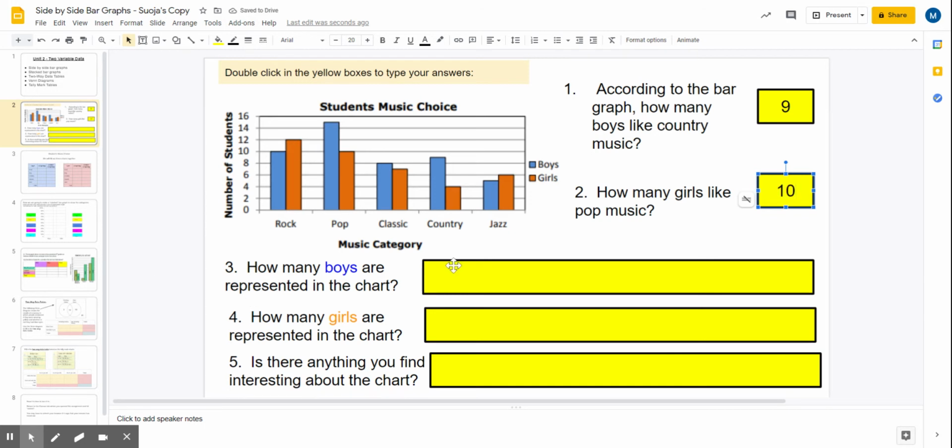How many boys are represented in the chart? All right, so sometimes people goof this up. They look maybe at the tallest boy column, or they look at the biggest number in the frequency. And what we need to do is add up all of the boy bars. So under rock, it's 10. Under pop, it is 15. All right, and you get the idea. 8, 9, and 5. So adding all those numbers up, that adds up to 47. Okay, so we'll do the same for the girls.